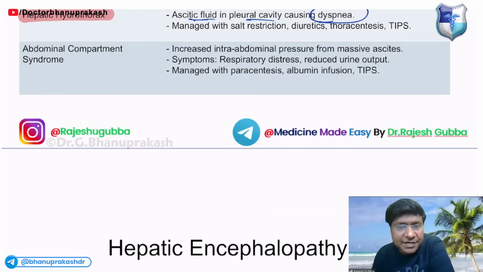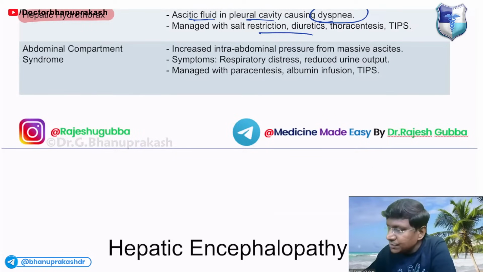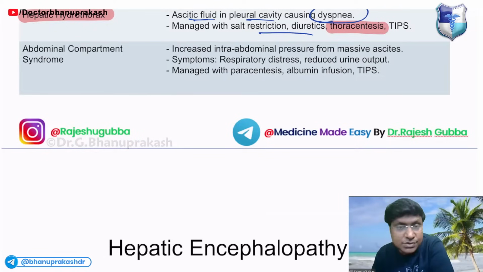So how do you treat these patients? You need to give diuretics and salt restriction. Because there is pleural effusion, you need to do a pleurocentesis, which is also called thoracocentesis.